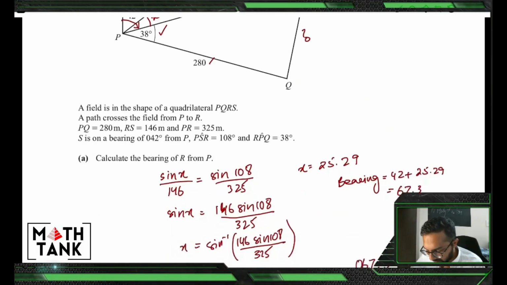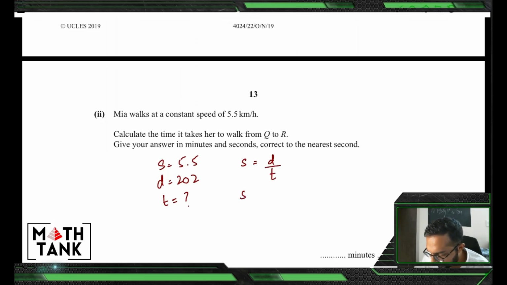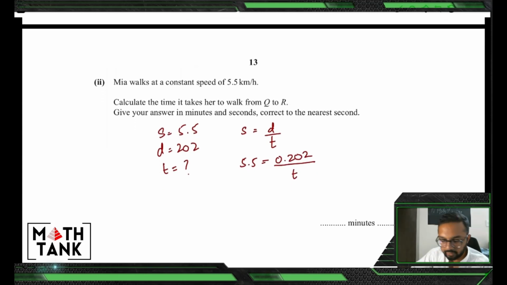So Q to R. 202 meters, our speed is 5.5, our distance is 202, time is what I want, and I want it in minutes and seconds. I'm going to convert that later on. I'm going to say that speed equals distance over time. Now, since that was in meters, I can say that it's 0.202 in kilometers. So time is therefore 0.202 divided by 5.5.